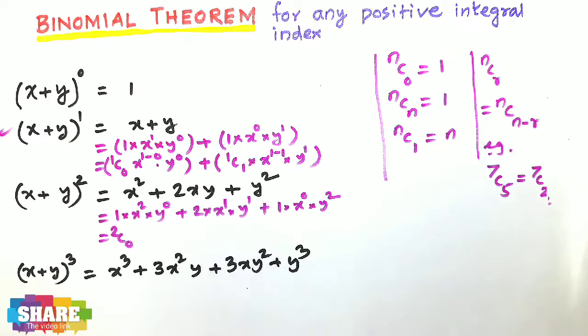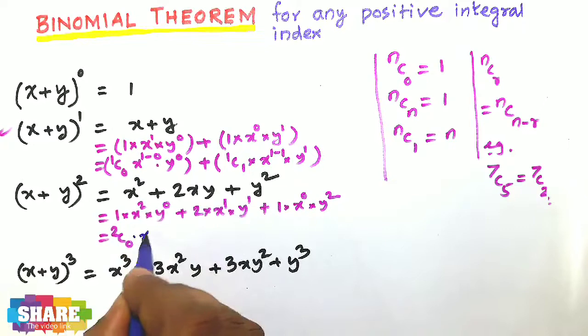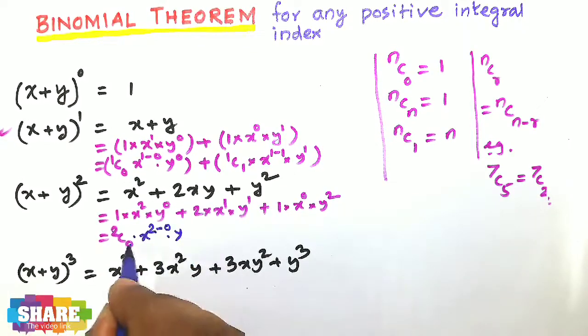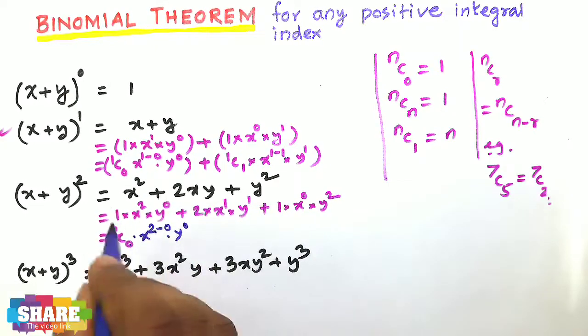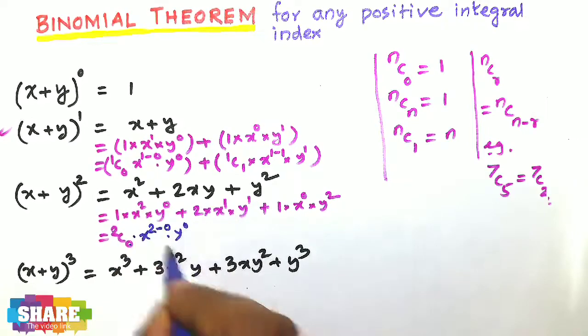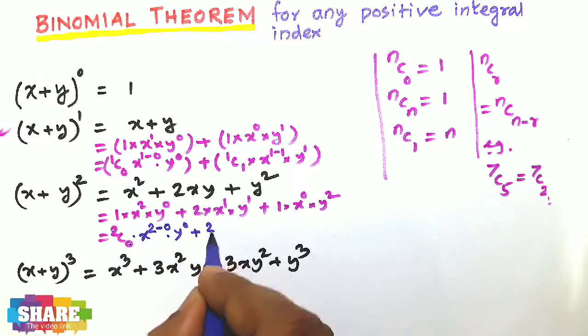So friends, this is 2C0 into x to the power 2 minus 0, into y to the power 0. So systematically, this is the first term. 2C0 is 1, x to the power 2 minus 0 is x square, and y to the power 0 as usual. Next, it is 2C0, so obviously the next term will start with 2C1.